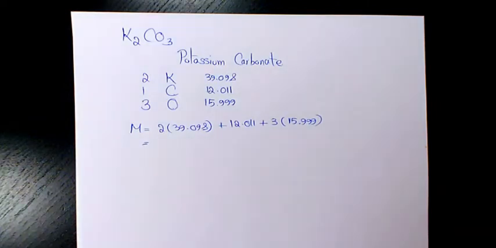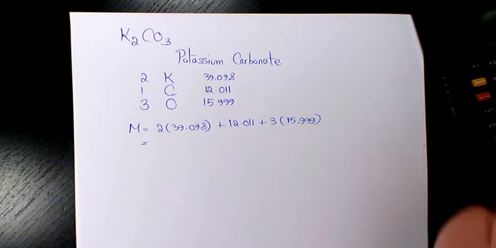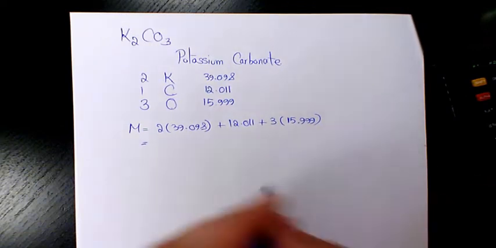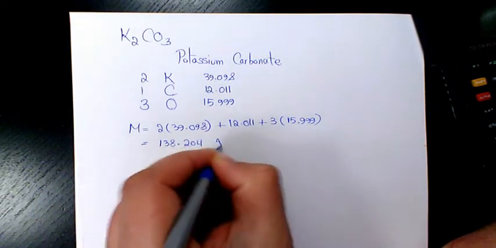So that will be 2 times 39.098 plus 12.011 plus 3 times 15.999. It's going to be 138.204 grams per mole.